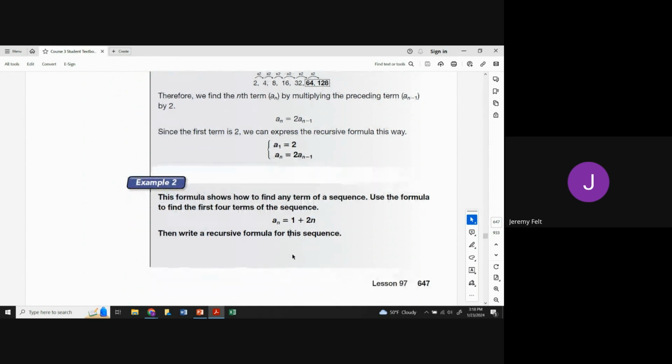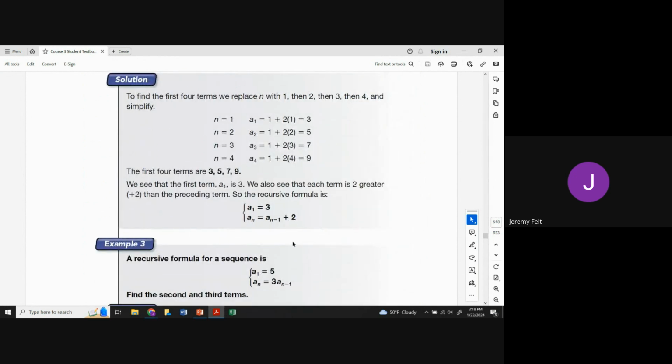Okay, so how could we write a recursive formula? Well, it's going to go 3, 5, 7, 9, all of our odd numbers. It's going to keep going. Well, we could say our first term is 3.